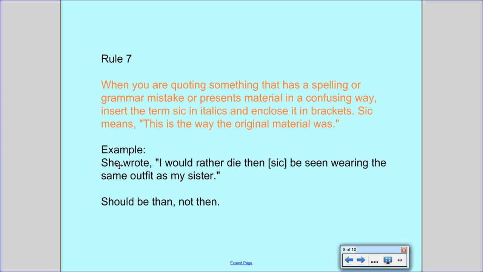So, for example, she wrote, "I would rather die then [sic] be seen wearing the same outfit as my sister." Now, this "then" is incorrect. It should be "than." If you were to leave it without the sic, myself or anybody reading your work might think you made a mistake. You don't want that to be the case. So you're going to add the sic in there to say this is the way the original material was.